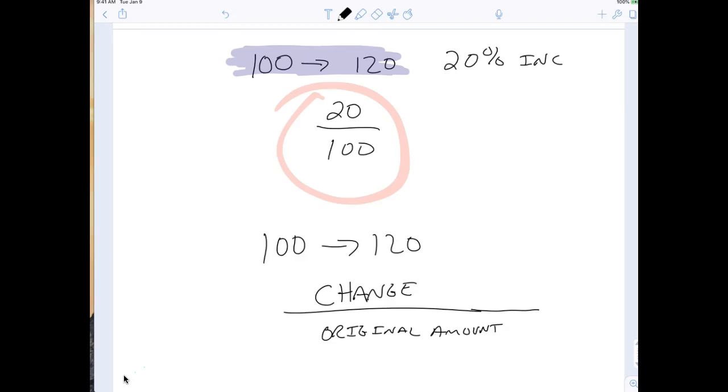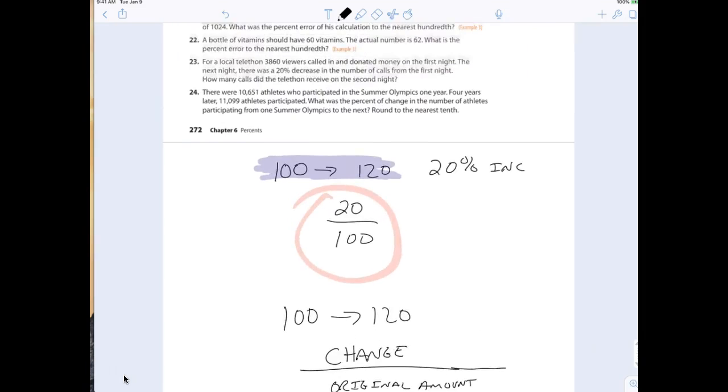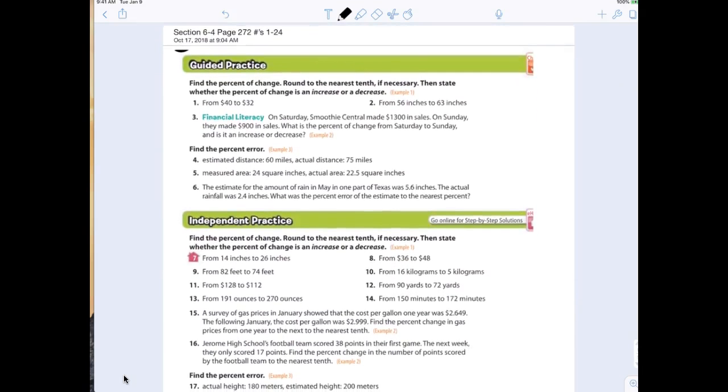All right? I know that's a 20% increase. So then I figured out, well, how did I get that? I subtracted and divided by the original. Everybody with me? All right. So now, let's see if we can do the first couple, see if I've done a good job. All right, so here we go. Number 1.